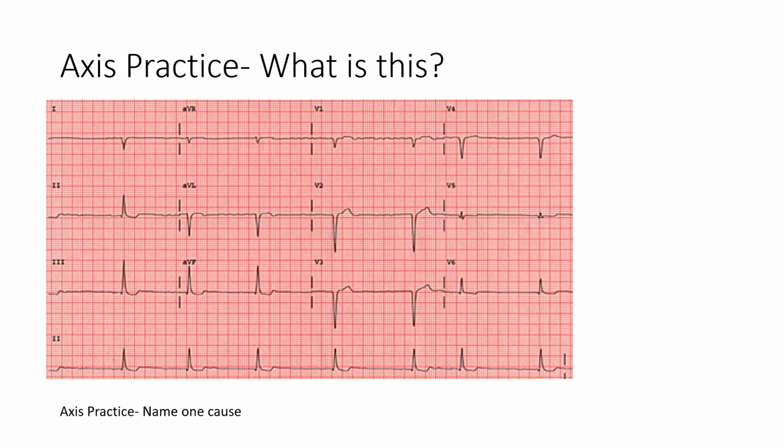Here's another practice. Pause, assess the axis, and when you're done, click resume. This appears to be right axis deviation. I'm upside down in my lateral leads, such as 1 and AVL, but upright in AVF, 2, and 3. This could potentially be caused by right-sided hypertrophy or potentially dextrocardia.